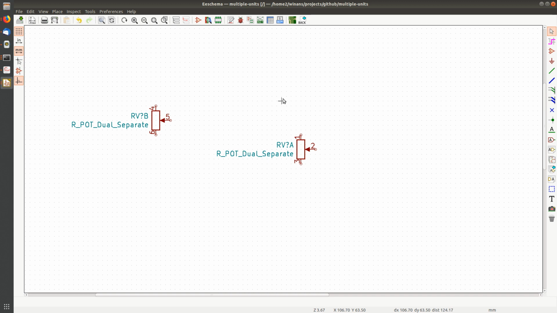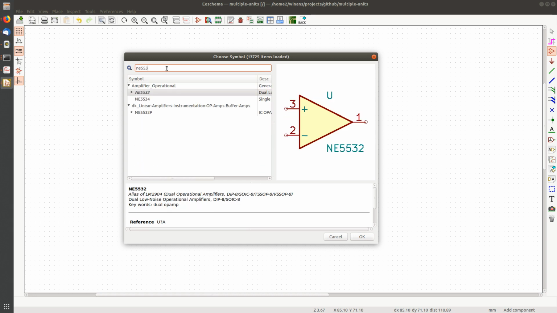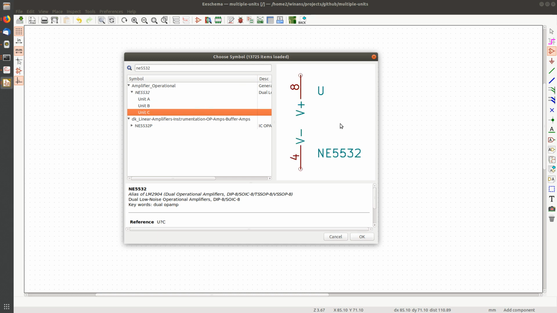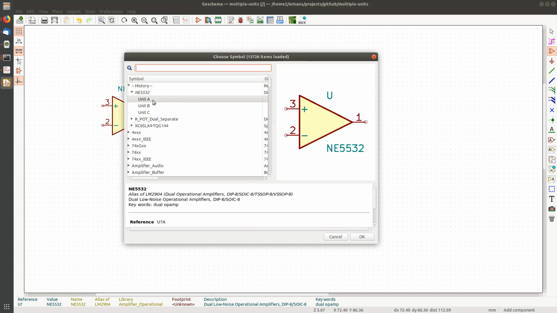Now, there's a variation of these two kinds of parts that is almost identical. If you use an op-amp like an NE5532, we see unit A, unit B, and the only thing that's different are the pin numbers, just like the multi-unit pot. And then you've got a unit C, which are the power pins for the chip. Okay, so let's put these down here and have a look at what's going on there.